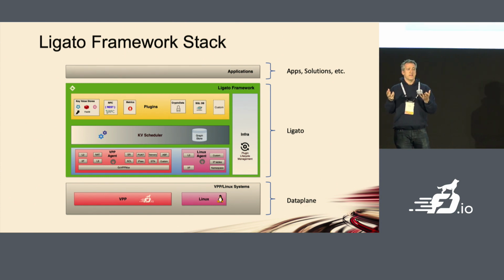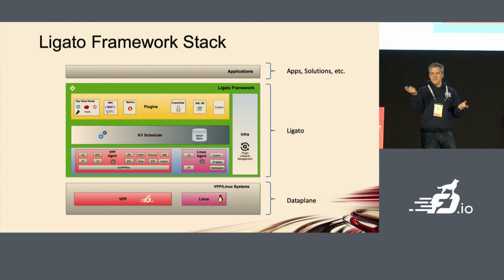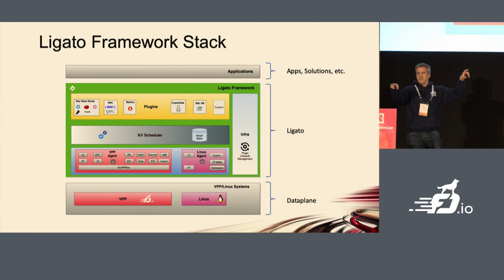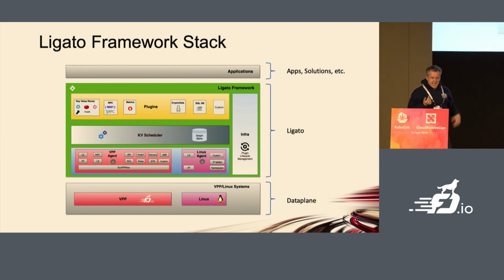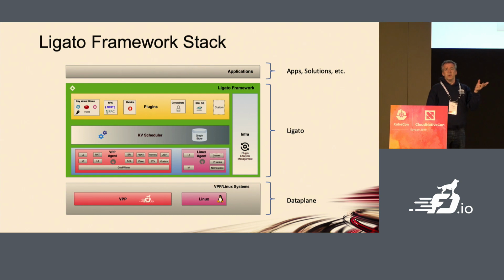Sometimes that's kind of obvious, like there's not much point putting an IP address on an interface until you've created that interface. And there's not much point having a route that points at an interface or an IP address until the interface or IP address is there. But there are cases that are more complex, and that's where the KV scheduler comes in, that it knows what all the dependencies are between those bits of configuration.